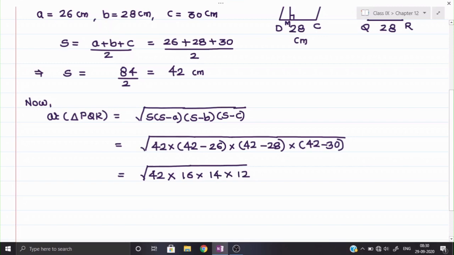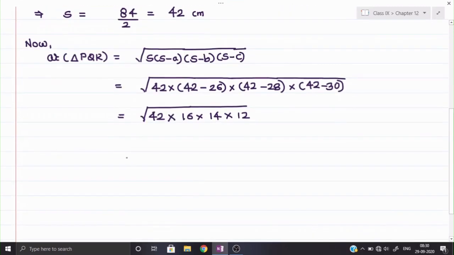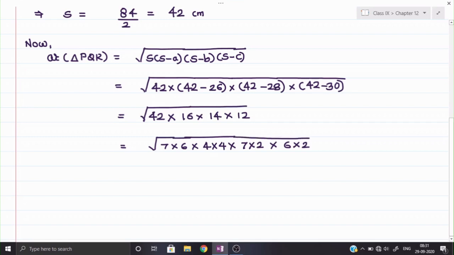So now we shall make pairs. Here 42, you see, I can write as 7 into 6. 16 I am writing as 4 into 4. 14, we do not have any other option, we'll write 7 into 2, and 12 I will write as 6 into 2. Now see, I think the pairs are formed.